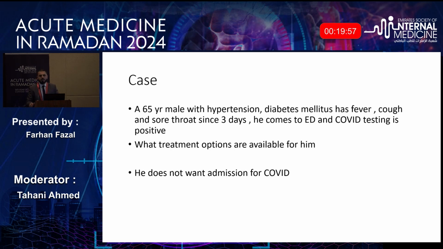So let's start off with this patient. This is a 65-year-old male with hypertension, diabetes, has fever, cough, and sore throat for the last 3 days. He comes to the emergency department and COVID testing is positive. So what treatment options are available for him? But he also does not want admission for COVID.